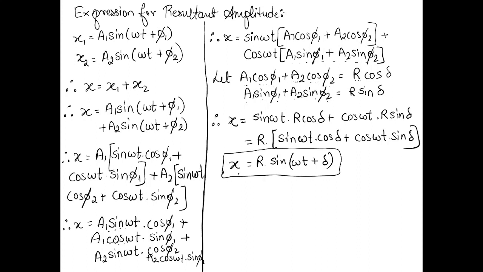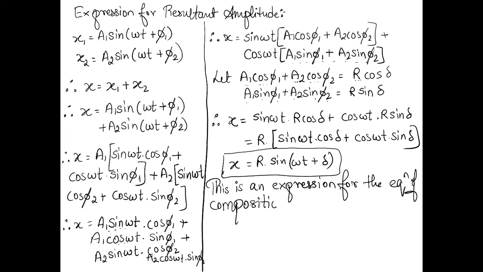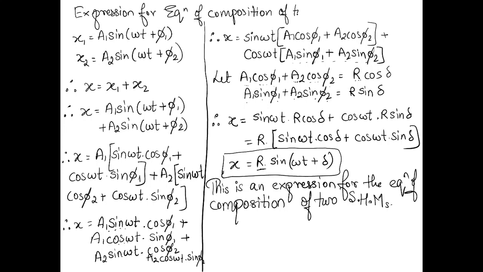Okay. So what is this? This is an expression for the equation of composition of two SHMs. Here you can edit the heading line. It is not an expression for resultant amplitude; we yet have to get the resultant amplitude R. So it is an expression for the equation of composition of two SHMs.